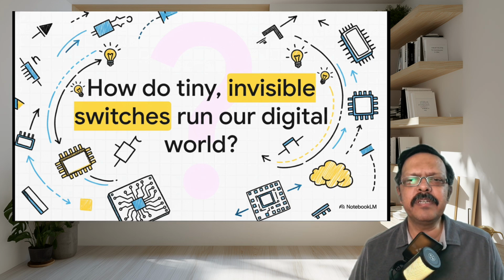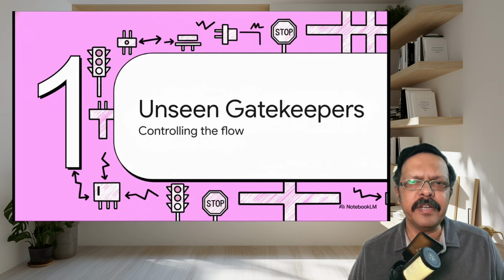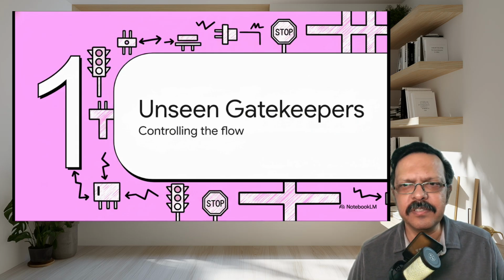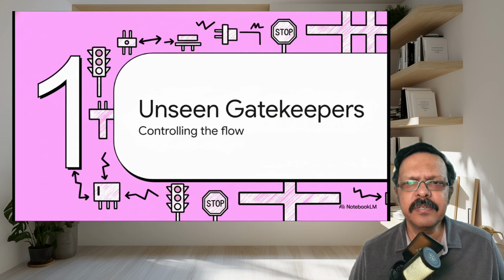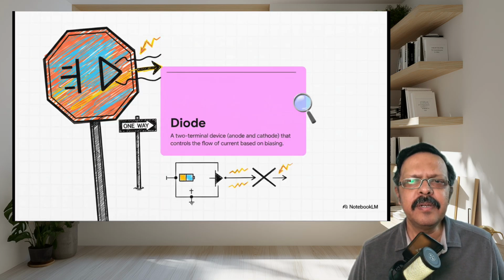Let's begin with the simplest controller, the diode. So the diode is a one-way gate built from PN junctions. Let's look into it. It's one of the simplest devices in electronics. It has two terminals and one very strict rule. Electricity flows in through one side and goes out through the other side, but it cannot flow back the other way. And here's the important part.